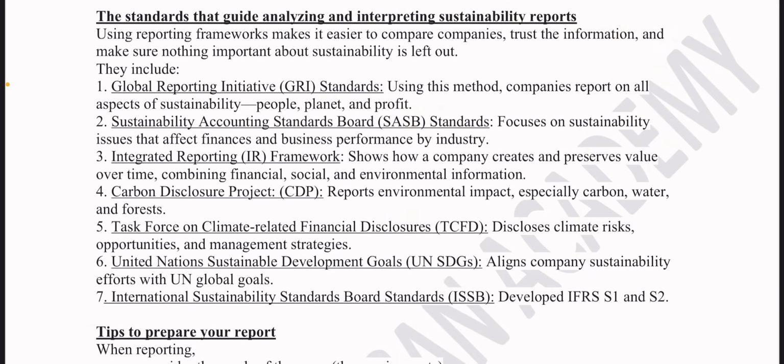So one of the standards is GRI, you understand? GRI standards. In this case, they will tell you to report on all aspects of the company. They'll tell you, okay, report on people, report on planet, report on profit, report on everything. Then we have the SASB standards as well. This one focuses on the financial aspects of the company. People, planet, and profits. But GRI covers everything. SASB is saying let's cover only profits.